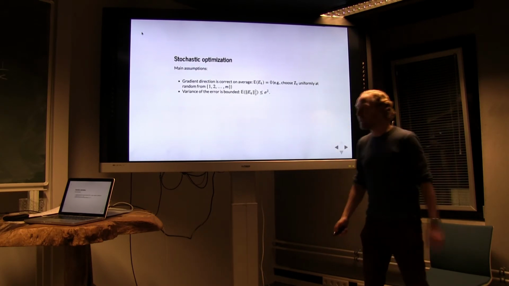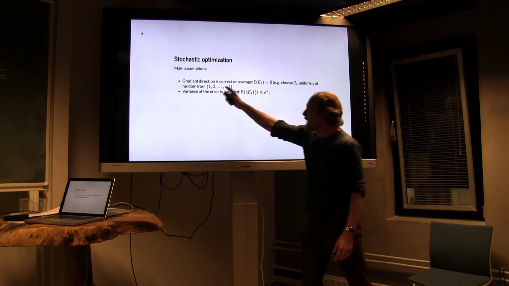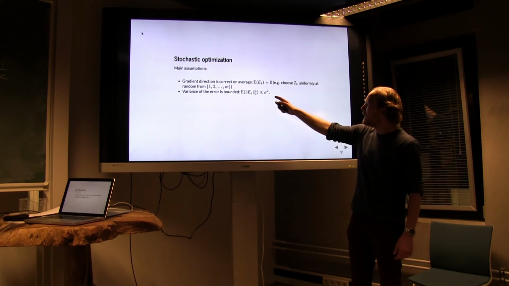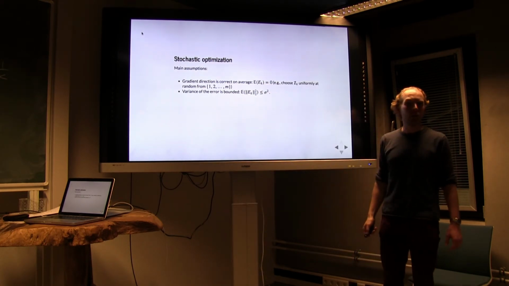Under the following assumptions, we can state some things. The assumptions are that the gradient direction that I'm sampling at each iterate is correct on average. That means in expectation the error is 0.